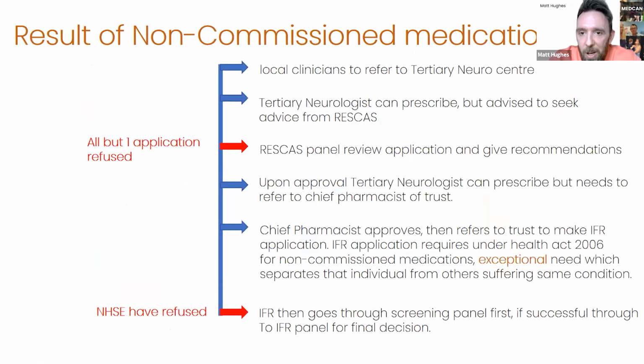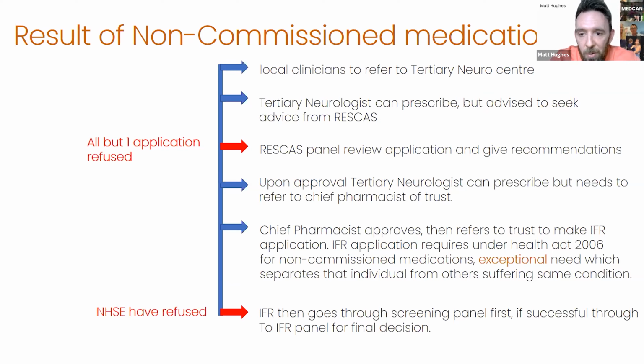Local clinicians need to refer to a tertiary neuro centre. For us, we are based in Norwich, our local hospital is Norfolk and Norwich. Our clinician there would need to refer to Addenbrooke's, which is East Anglia's neurology centre. A tertiary neurologist can prescribe, but is advised to seek advice from RESCAS. RESCAS is a panel of 11 top paediatric neurologists here in the UK, and they don't see the patient in person, but they review the history of that patient and give their recommendations.